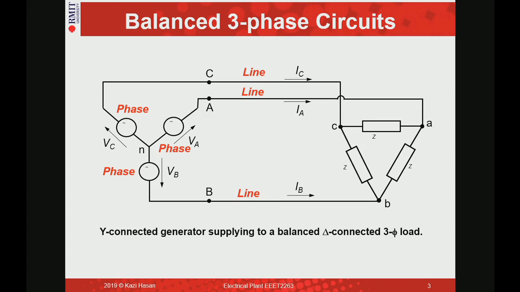So for Y connection, phase current is same as line current. But if you think about delta, in delta the phases are like this, phase A, B and C. The line current which comes here is not equal to the phase current because it divides into two phases. So when we do the calculation, we have to remember that for Y connection, star connection, line current and phase current is same. But for delta, line current and phase current is not the same.